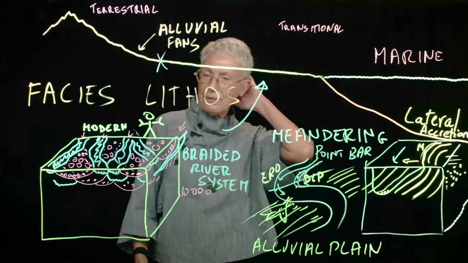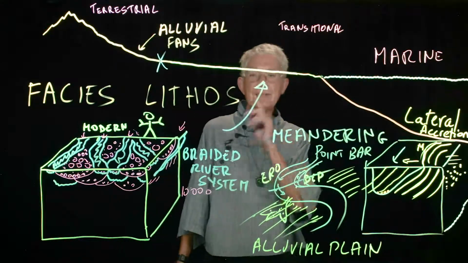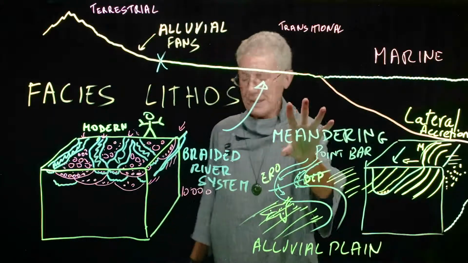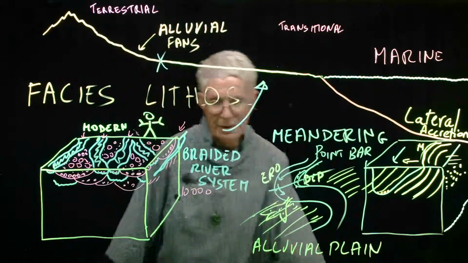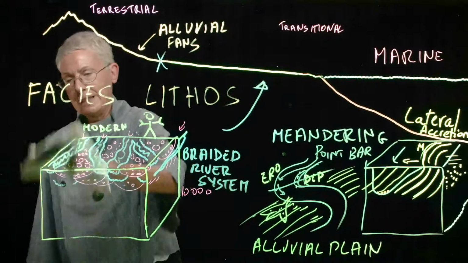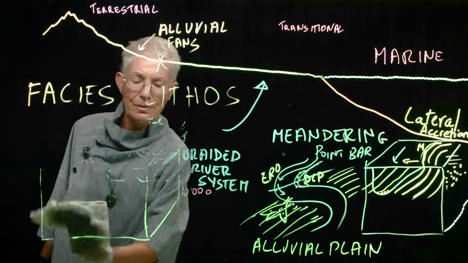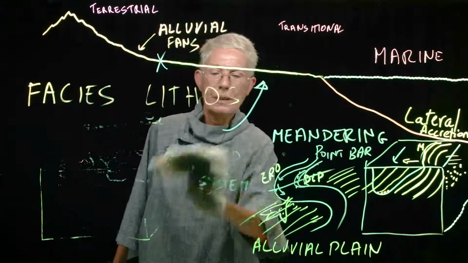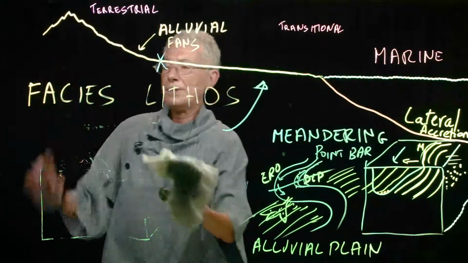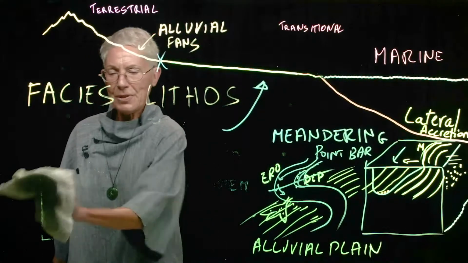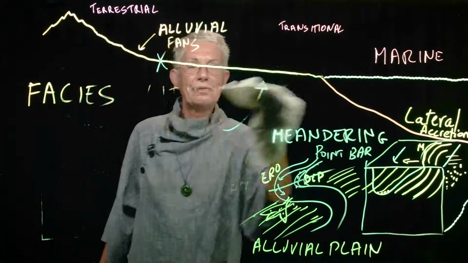So how can you recognize a braided river system from a meandering river system? Here you have to sort of work out with this concept, facies, and not just this concept of facies.